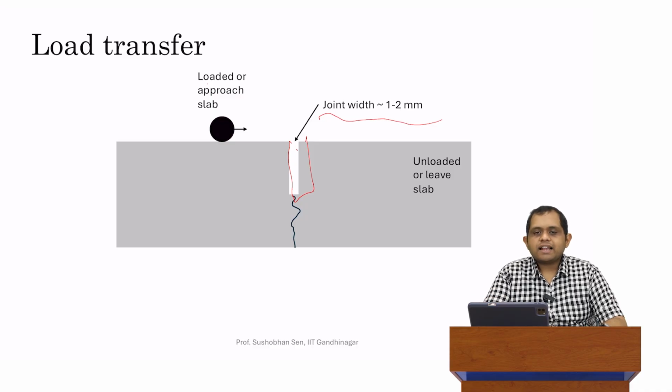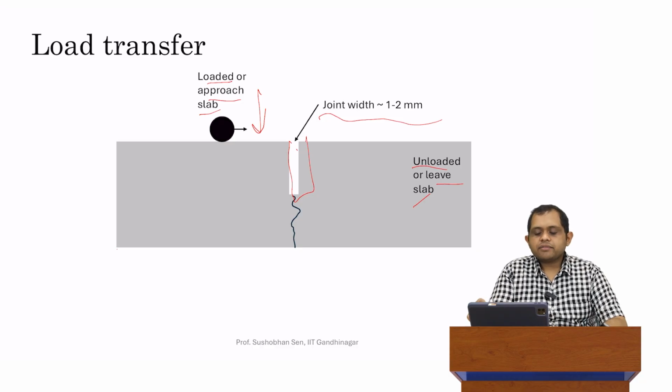So as I said, the slab which is loaded is called the approach slab, and the slab which is unloaded is called the leaf slab. When some amount of loading happens on the approach slab, then we'll have some displacement on the leaf slab side also. And that's what we call load transfer. The mechanisms of load transfer are as follows. The first one which I had mentioned was base friction.